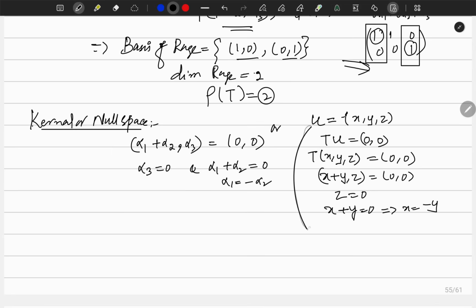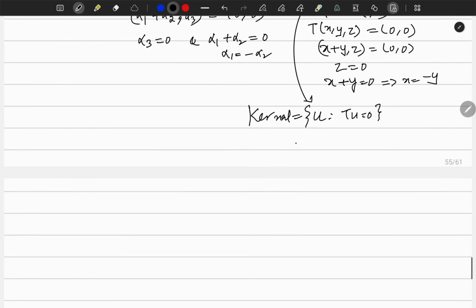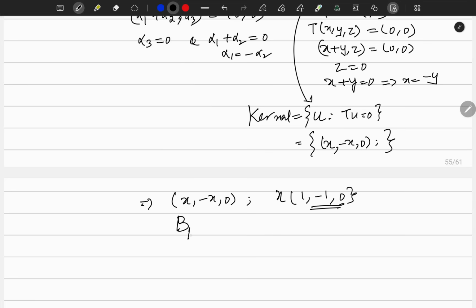So z is equal to 0, x plus y is equal to 0, so x is equal to minus y. So what is u now? The kernel of T is the set of u such that T of u is equal to 0. So your vectors will be in the form (x, minus x, 0). This is your kernel. So when it is a kernel, what is the nullity? From this vector (x, minus x, 0), take x as common, you will get x times (1, minus 1, 0). So this is the basis. The basis of the kernel is (1, minus 1, 0). You need only one vector, so the nullity of T is equal to 1.